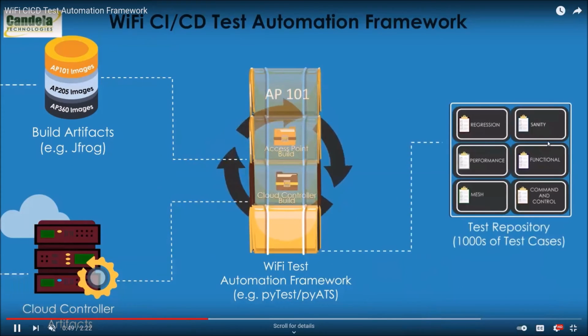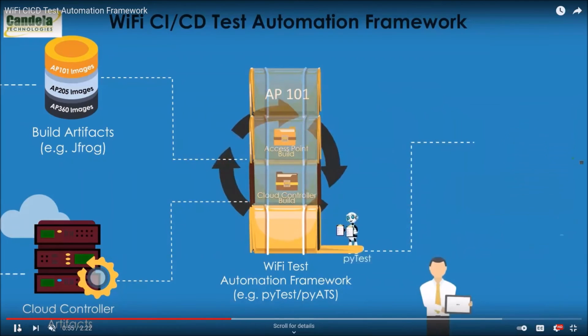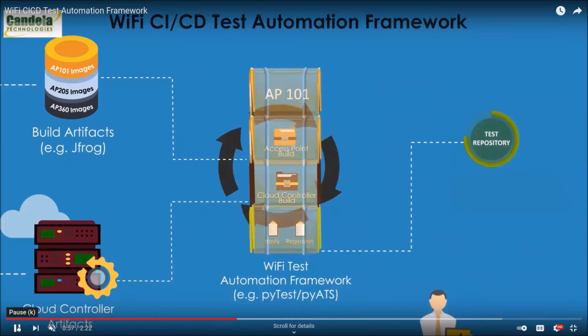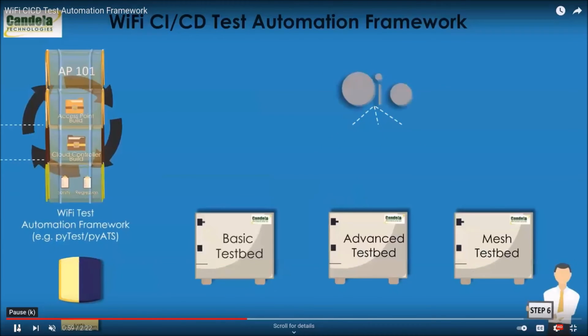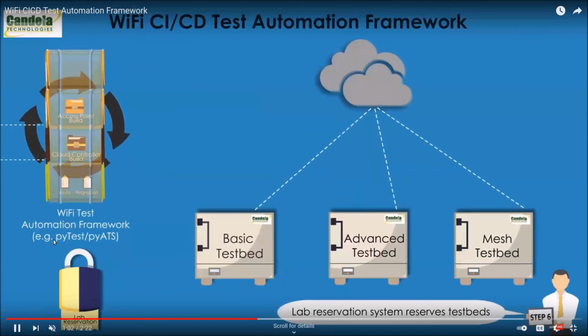It pulls the type of test we want to run. For example, this feature needs a regression test or a sanity test. It runs the test, so how does it run the test? We have the chambers for Candela available: basic, advanced, mesh, different kinds of tests. We have the reservation system for testing also.